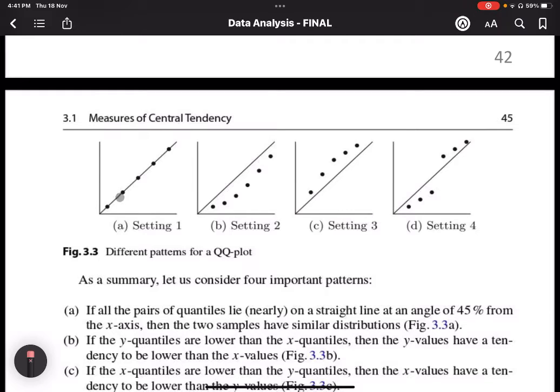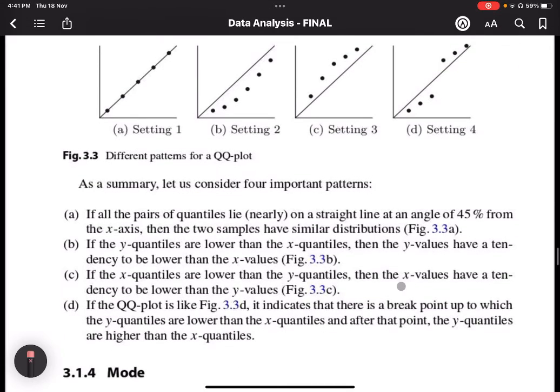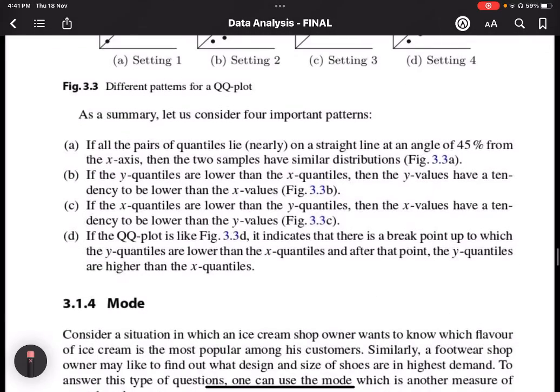Along the line, the performance is the same. Under the line, the first data is better than the second. If the position is upper, the second data is better performing than the first data. And if the location is broken, then that means there is no higher or lower, better performing between the two sets of data.